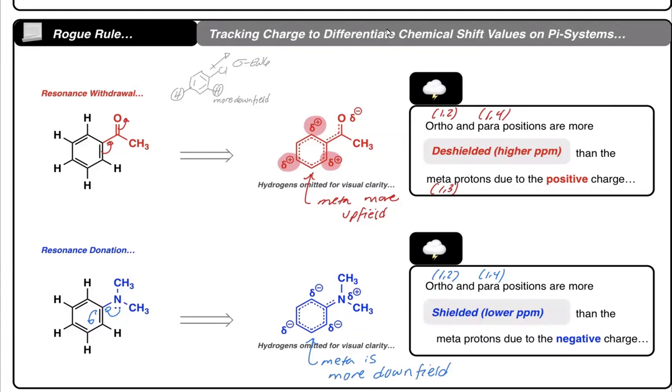So in other words, if you're ever ranking protons directly on a benzene ring and you see a substituent that would either resonance withdraw or resonance donate, what I want you to do is put charge at the ortho and the para positions. If it's a resonance withdrawing group, you put positivity at the ortho and para positions, and those protons at the ortho and para positions would be more de-shielded. If you have a resonance donating substituent, I want you to annotate negativity at the ortho and para positions. And now with negativity, those protons are now more shielded.